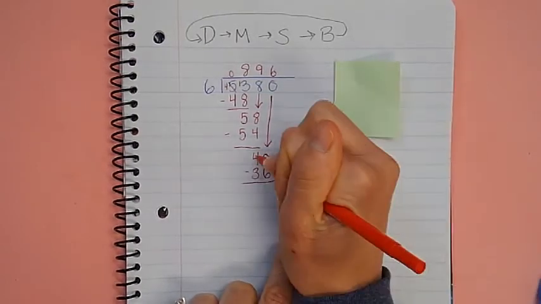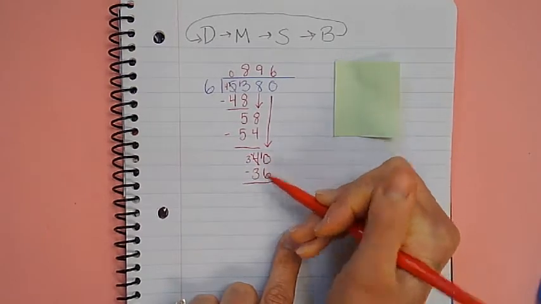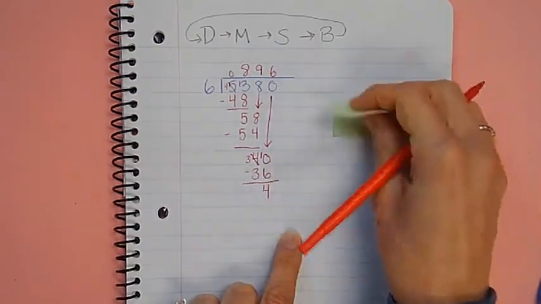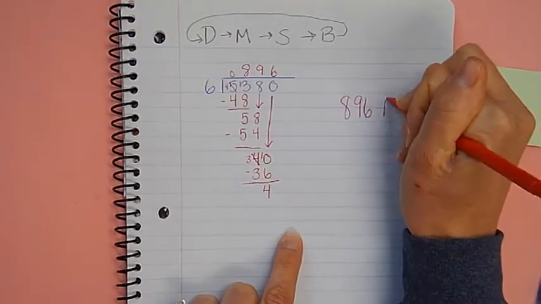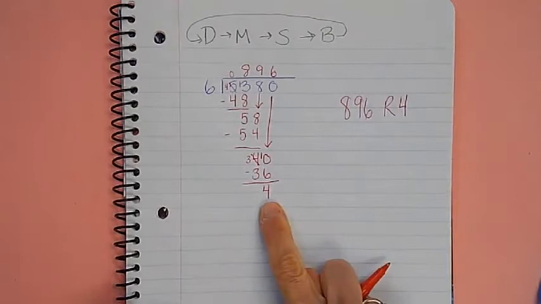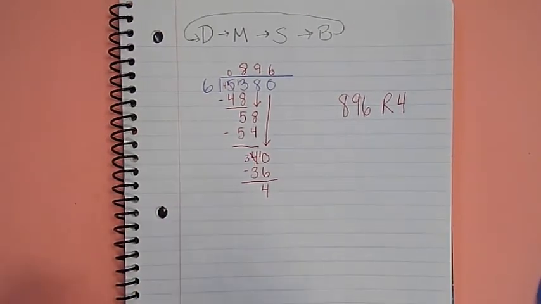I'm going to subtract. I'll borrow from the 4, and the 0 becomes a 10. 10 minus 6 is 4. So my answer is 896, remainder 4. This remainder is less than the divisor, which means I've done it probably correct.